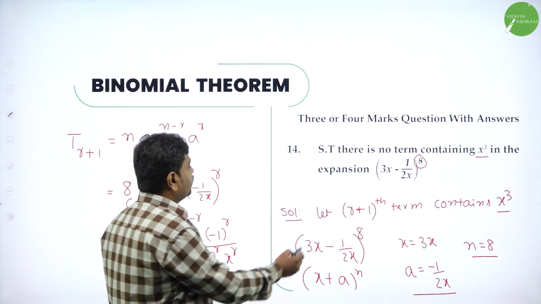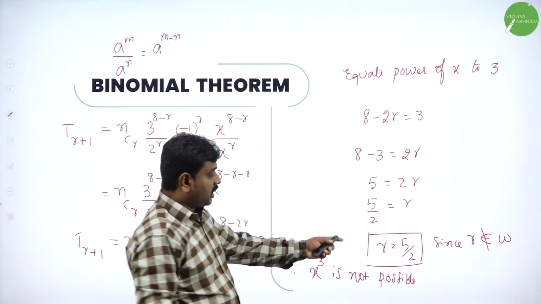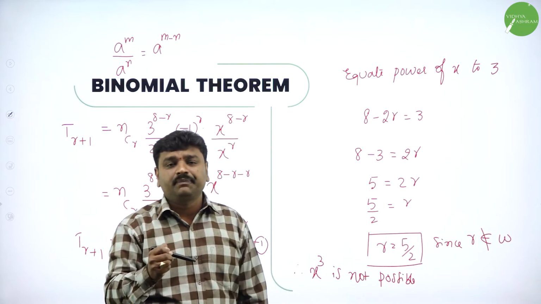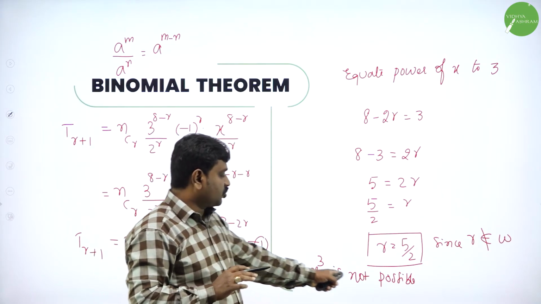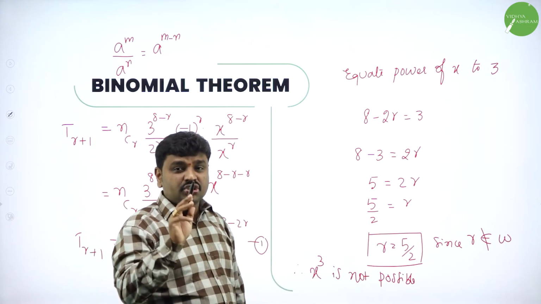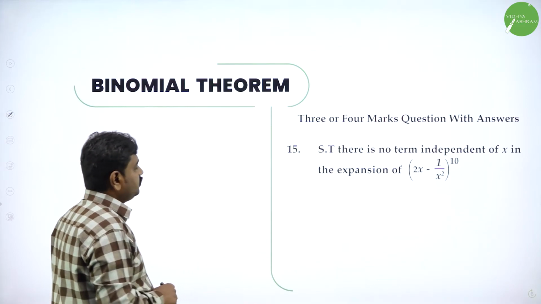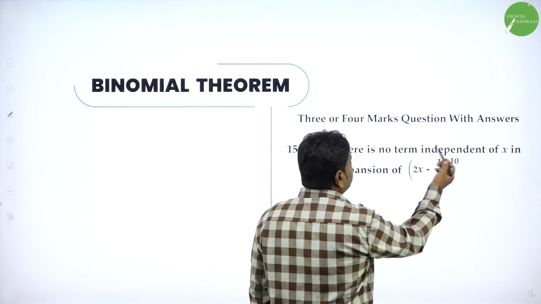So they want you to prove the same. Prove that there is no term containing x cube. Yes, I got the rth term, and that r is 5 by 2. Since r is a fraction, since r is a rational number, x cube is not possible. Always r should be a whole number, a positive integer. Now, next question. Show that there is no term independent of x.